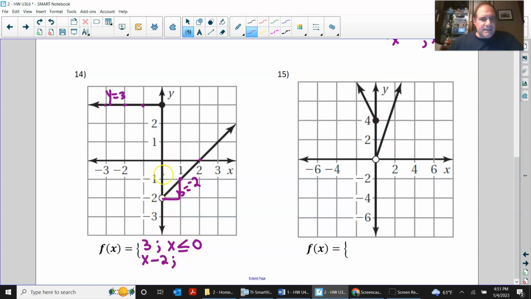You could put the domain down, and the domain is 0, goes on forever in the greater than direction. And it's just greater than, not greater than or equal to, because it's an open circle. Those are your two functions, and let's go on to number 15.